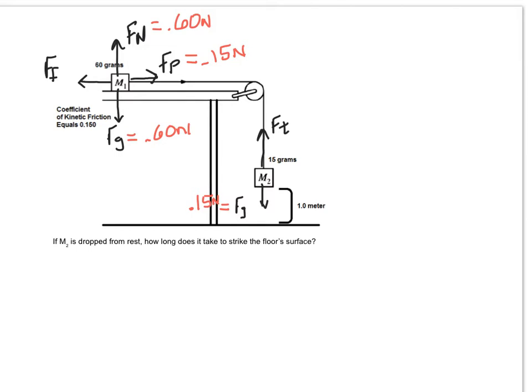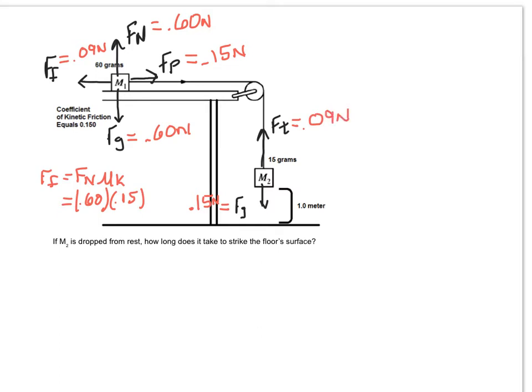And solving for the force of friction for block number 1, remember, force of friction is equal to normal force times coefficient of kinetic friction. In this particular case, 0.6 times 0.15 is equal to 0.09. Logically looking at it, we can then determine that the force of friction is equal to this object number 2's force of tension.